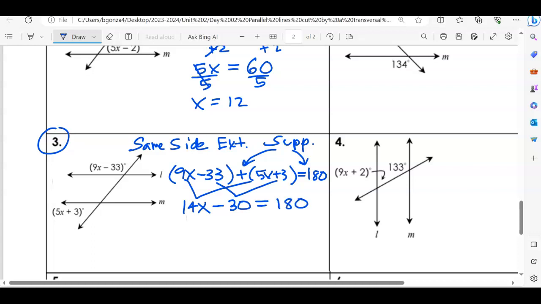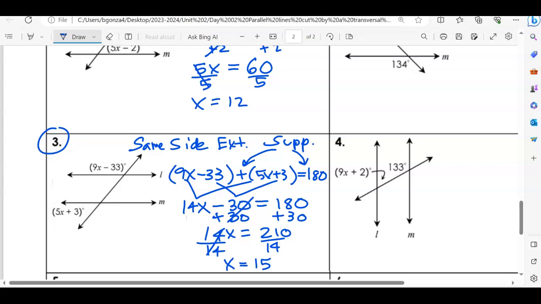And now it's like a two-step problem like last time. I get rid of the loner first. What's the loner here? Minus 30. What's the opposite of minus 30? Plus 30. 180 plus 30 is 210. And then how do I get rid of that 14? Divide. 210 divided by 14 is 15, I believe.